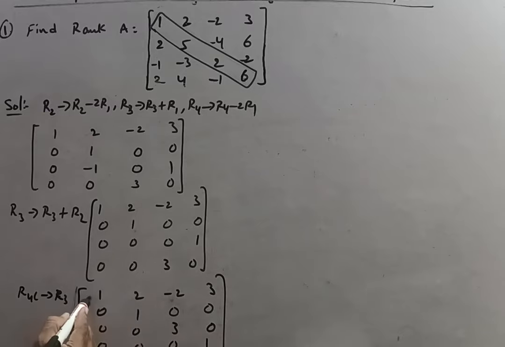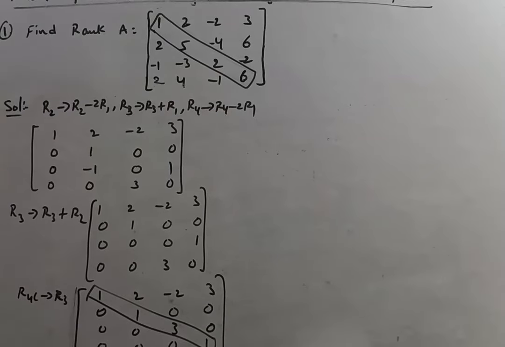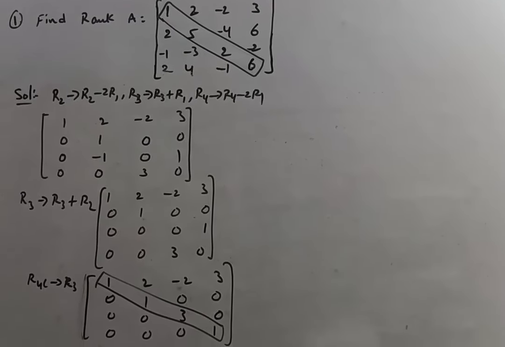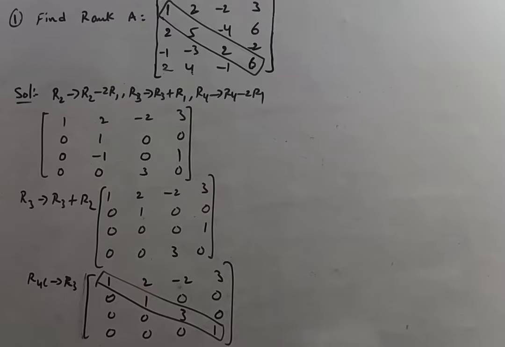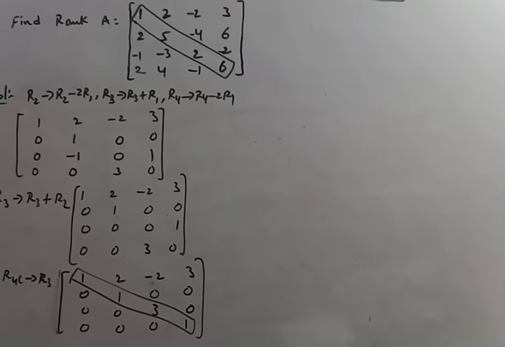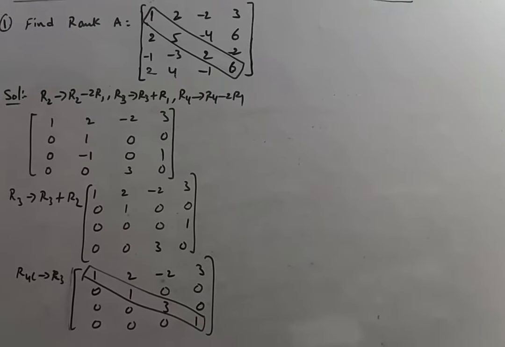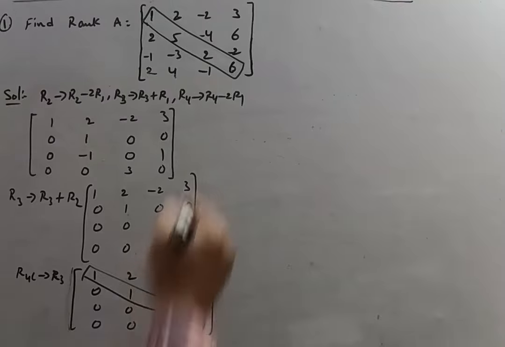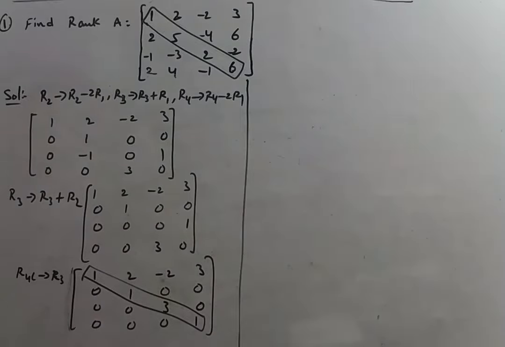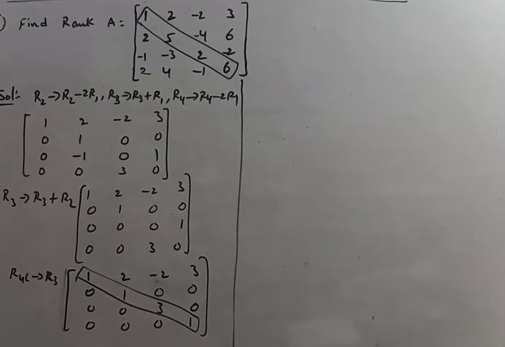Now see here. Below the diagonal, all are completed zeros, right? Now what do we have to do? We have to make above the diagonal elements 0. To make above the diagonal elements 0, we have to do column operations. Which operations do we have to perform? We have to perform column operations, right?